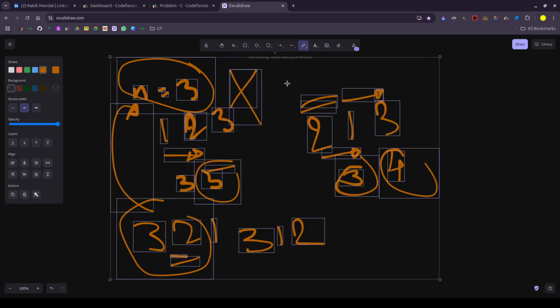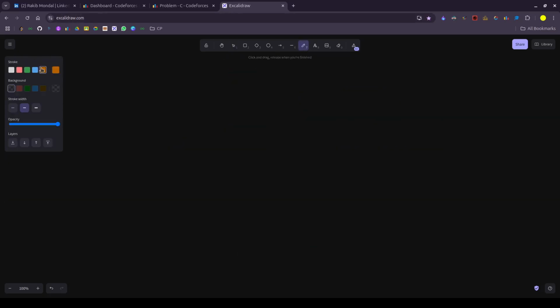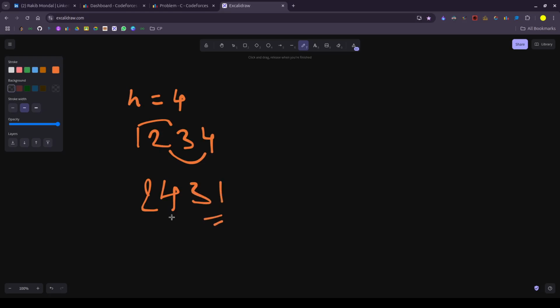Let's see how we can make such a permutation for n equal to 4. For n equal to 4, the permutation will be 1 2 3 4. If we create such a permutation, like if we take 4 and 2, 2 and 4, which is 6, 3 and 1, which is 4. So this is 6, this is 4, but this is 7. This is not possible.